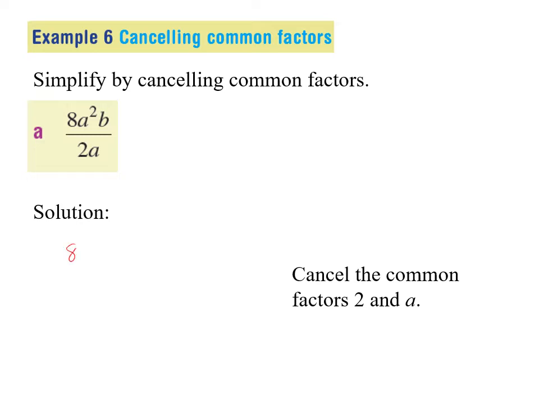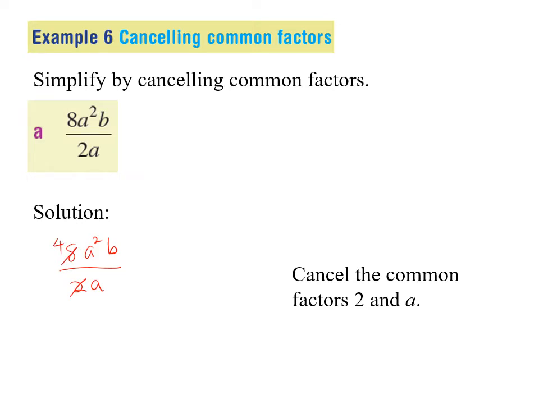Okay, let's write down the question: 8a squared b over 2a. First thing, let's look at: is there any common factor? Now I can see here there's a common factor 2. 2 can go into 2 one time, and 2 can go into 8 4 times. So we cancel this 2 with 8. There'll be 4 here. And then we have a squared on a.